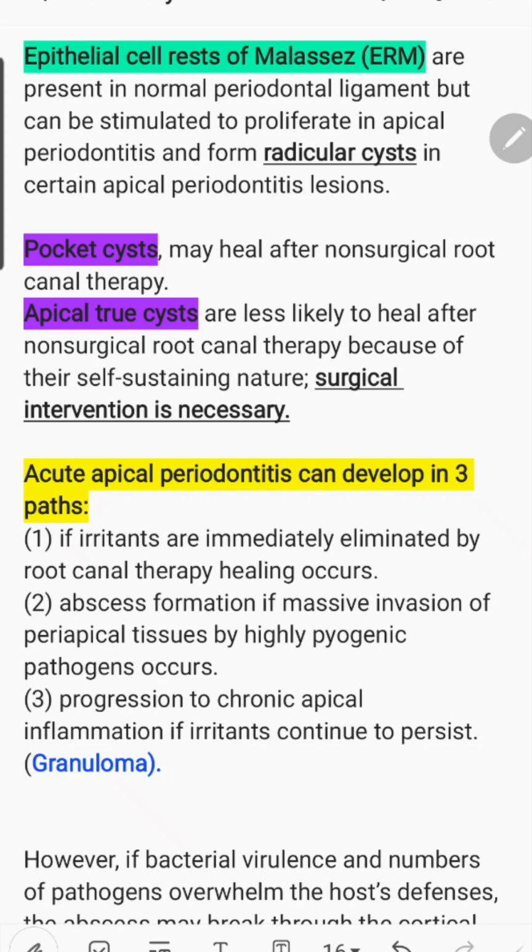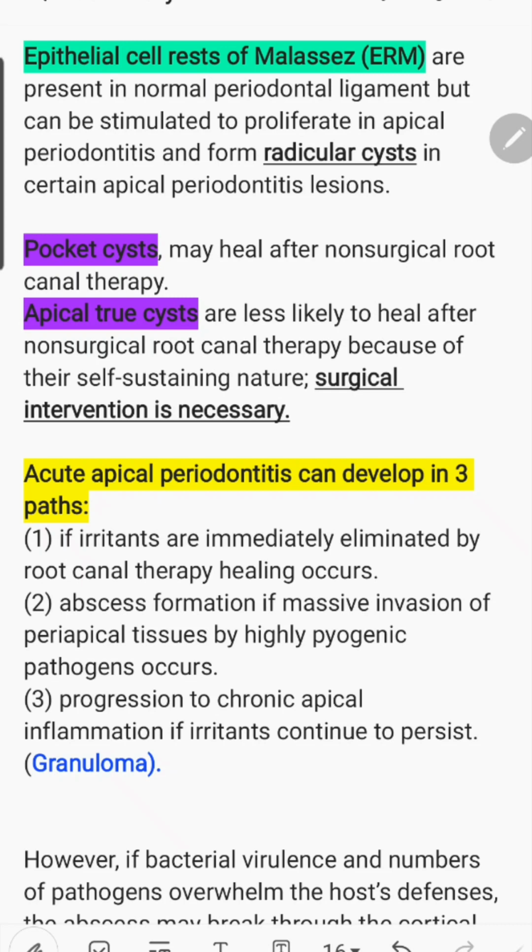Epithelial cell rests of Malassez are present in the normal periodontal ligament, but can be stimulated to proliferate in apical periodontitis and form radicular cysts in certain apical periodontitis lesions. The pocket cysts may heal after non-surgical root canal therapy. Apical true cysts are less likely to heal after non-surgical root canal therapy because of their self-sustaining nature.